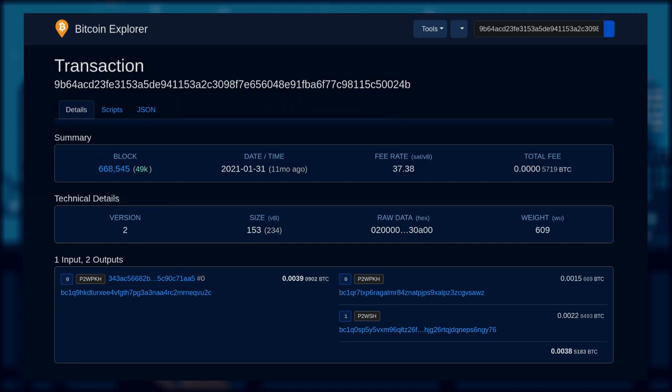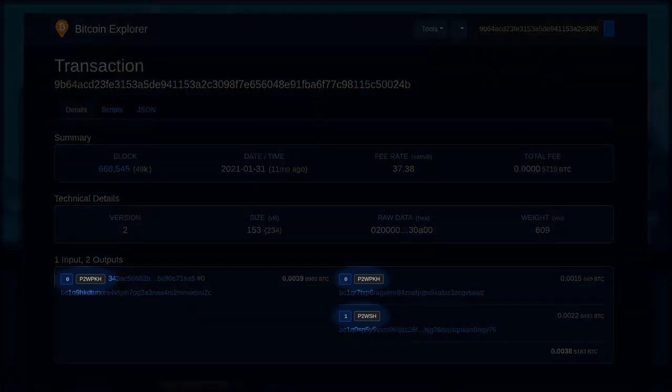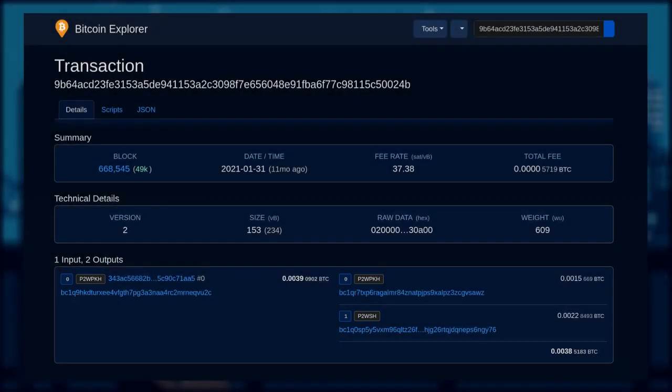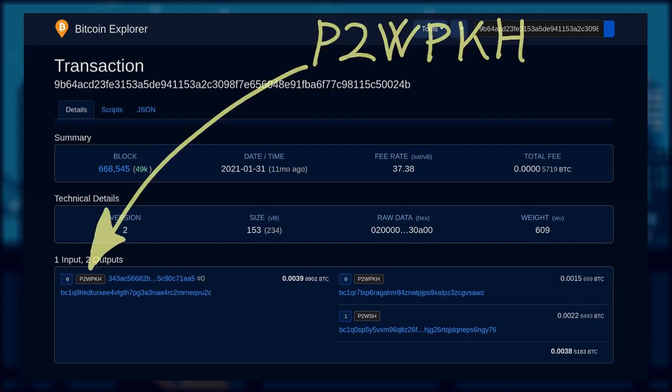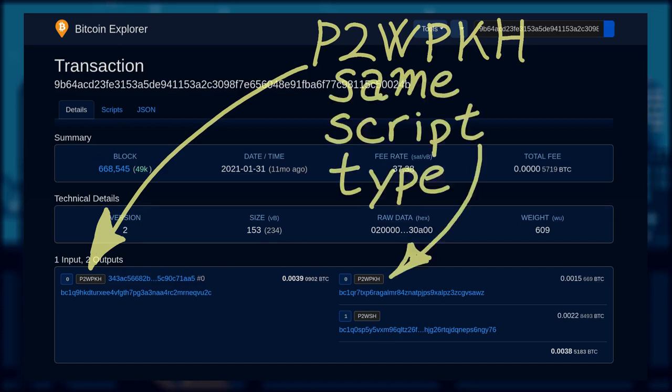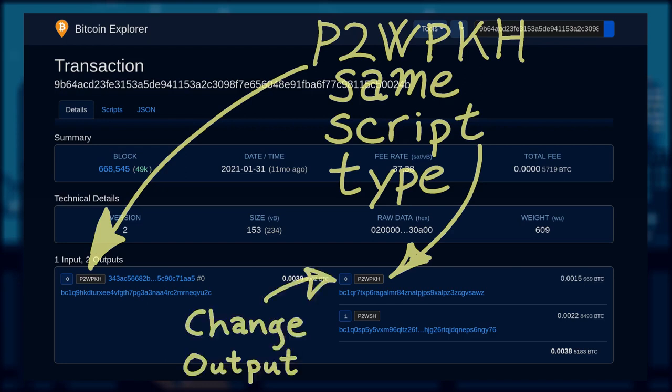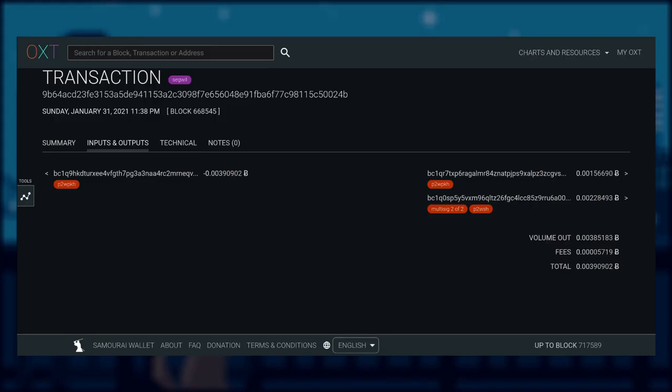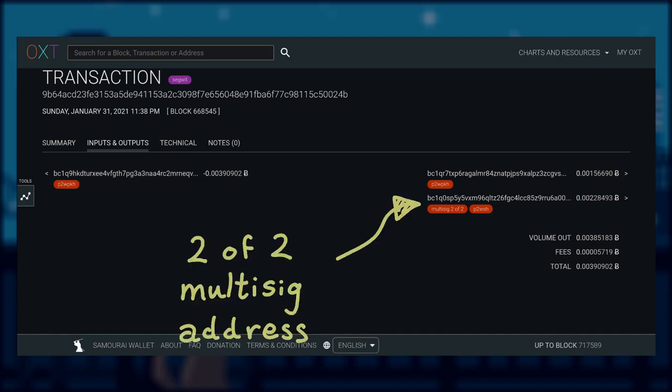So how do we check the script type of the input and output? Let's move over to bitcoinexplorer.org and examine the same transaction using their block explorer. Here you can see that the script type of each address is labeled next to their index. Input 0 has pay to witness public key hash, which is the same as output 0, which according to script type heuristic, means output 0 should be this transaction's change output.